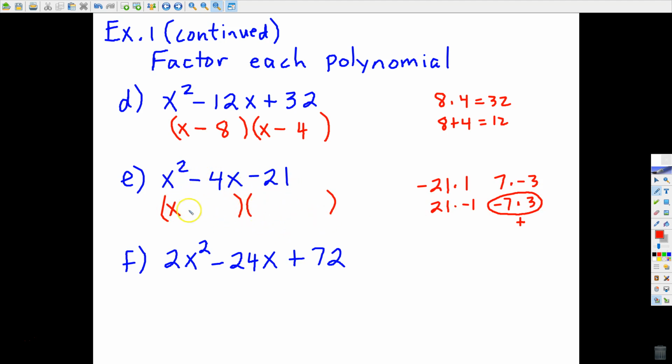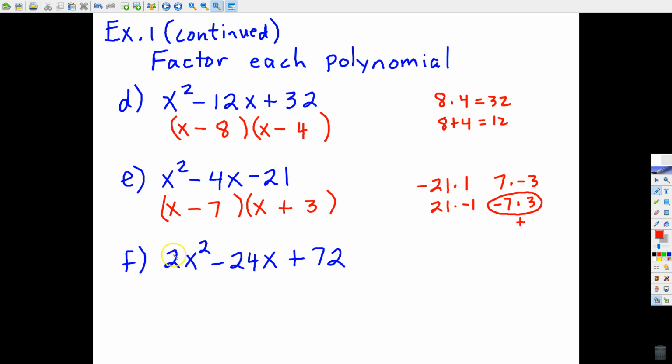So remember, x to the first in both groups, and one group will have -7 and the other group will have +3. And again, no excuse for missing these. FOIL would just take a few seconds and you can double check and make sure that you did the right thing. Alright, letter F, I do see a GCF.